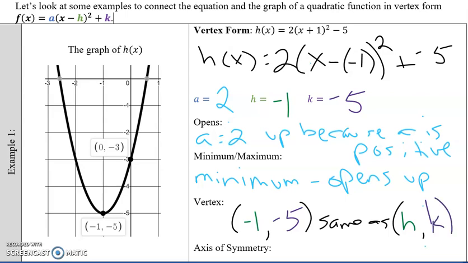And lastly, we need to look at the axis of symmetry. Well, if the vertex is negative 1, negative 5, the axis of symmetry would be x equals negative 1, which is the same as x equals h.